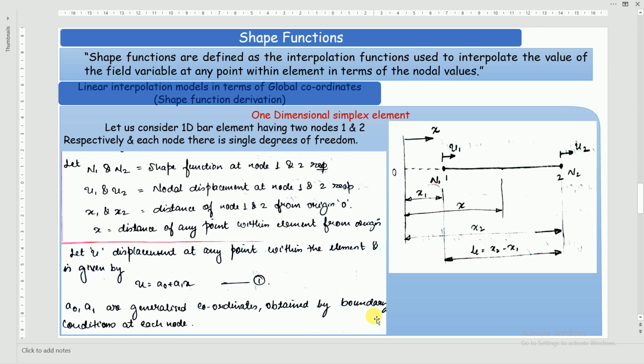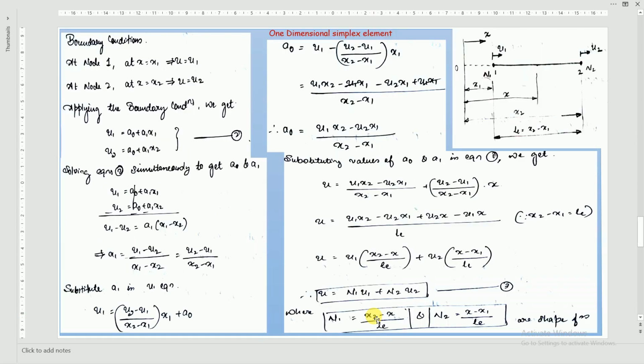Yes, sir. Okay. Now we have to find out the generalized coordinates a0 and a1. So in order to find out those generalized coordinates a0 and a1, we should know what are the boundary conditions. This is your figure, right?